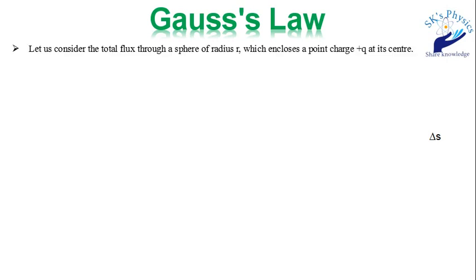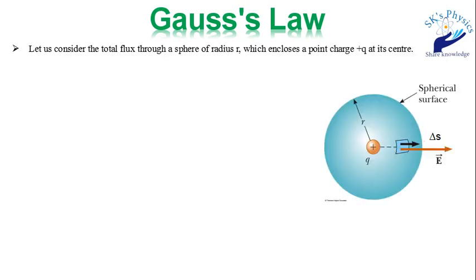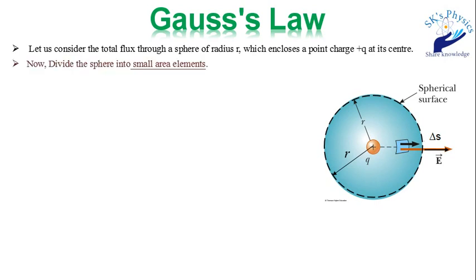Gauss law. Let's consider the total flux through a sphere of radius r which encloses a point charge plus q at its center. Now divide the sphere into small area elements delta s. The flux through an area element delta s is flux delta phi equal to E dot delta S.